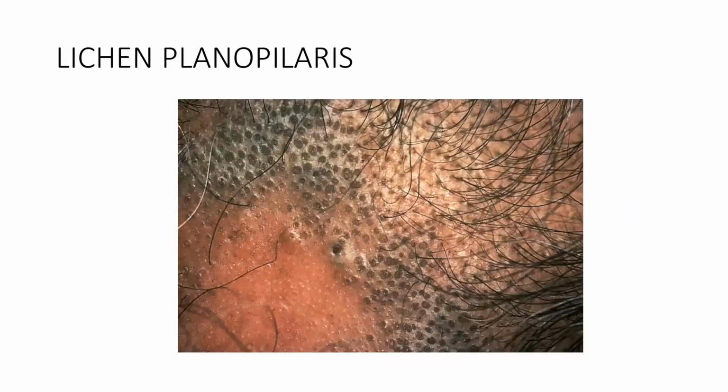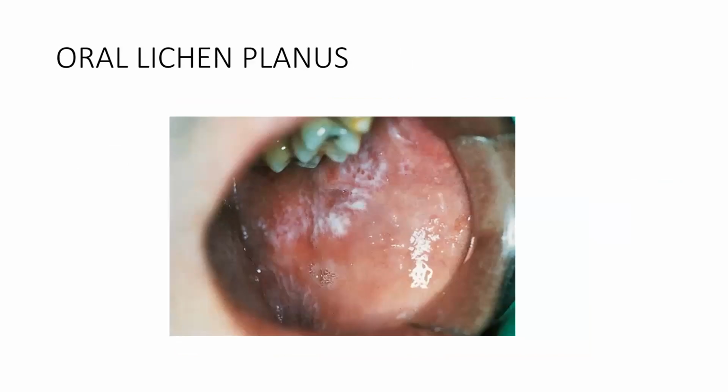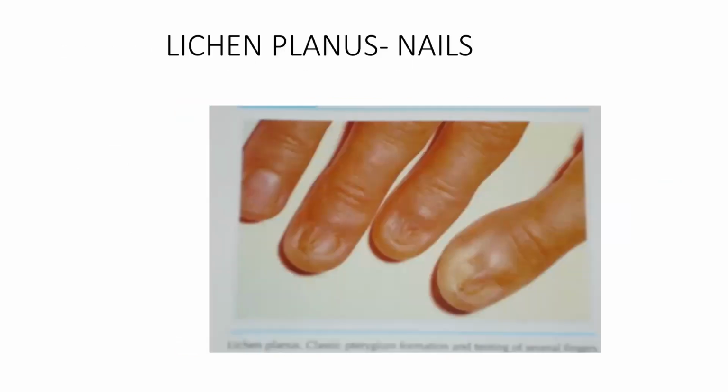Lichen planopilaris, also called the follicular lichen planus, centered around the follicles and results in permanent or cicatricial scarring. Oral lichen planus, the typical lacy network. Lichen planus of nails, you can see the pterygium, which is the elongation, continuation of the proximal nail fold to divide the nail plate into two halves triangularly.